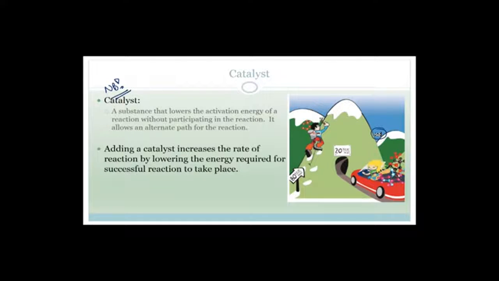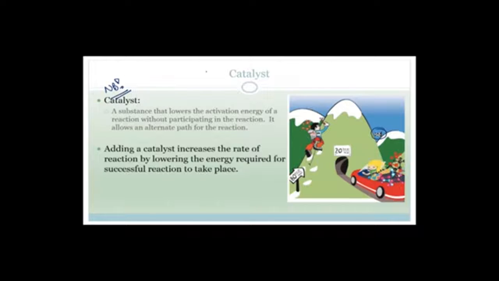So it's not that all the particles are going to take the route of the catalyst. Those that have more than enough energy, above the activation energy, are going to react anyway. This is for the particles that weren't going to react. They weren't necessarily going to react, and now what's happened is the catalyst has lowered the activation energy so that they can react.